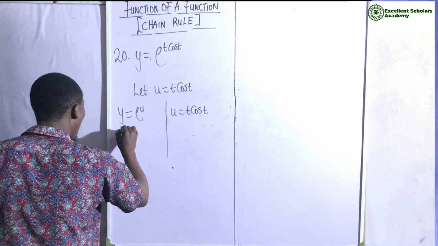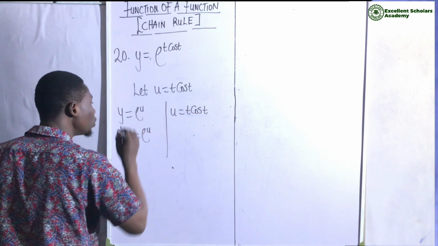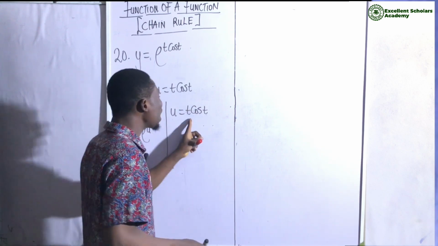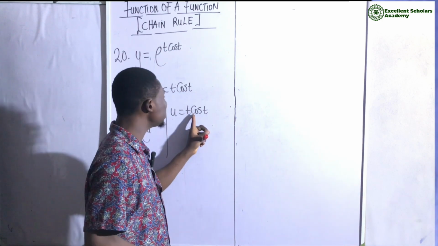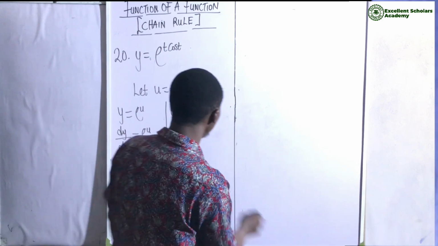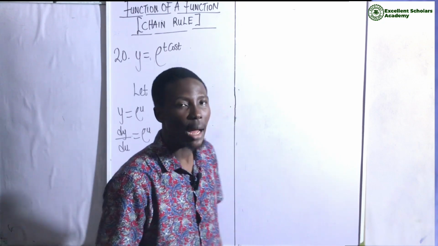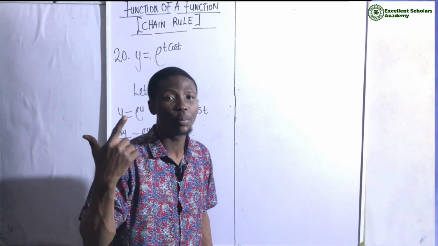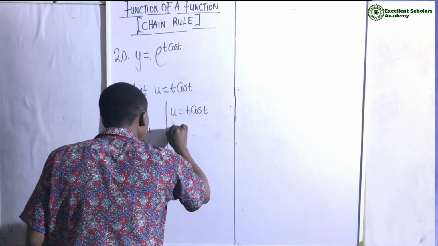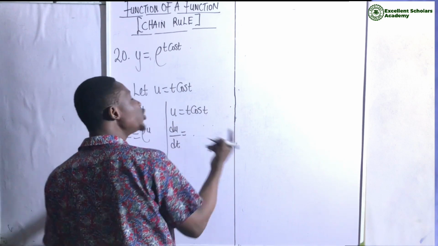Now differentiate this part. You have dy du to be equal to exponential u. Now if you look at this function, this is t cos t. They are two products of each other. So the only way I can differentiate this is by using product rule. Now make sure you do well to watch my video on product rule. Okay, so now this will be du dt.